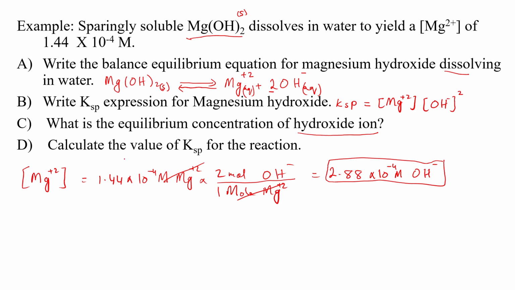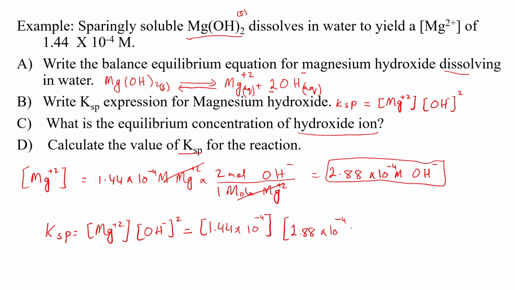The last step is to calculate the value of Ksp for the reaction. So your Ksp is magnesium times hydroxide to the power 2. Okay, the answer is 1.1943936 times 10 to the negative 11. We have 3 sig figs here, 3 sig figs here. So your answer will be 3 sig figs.